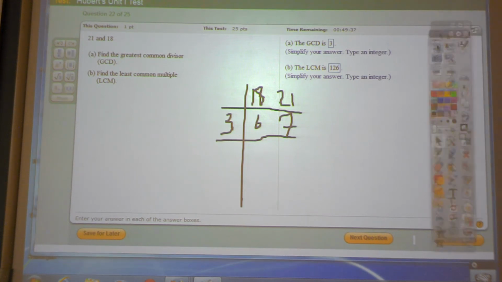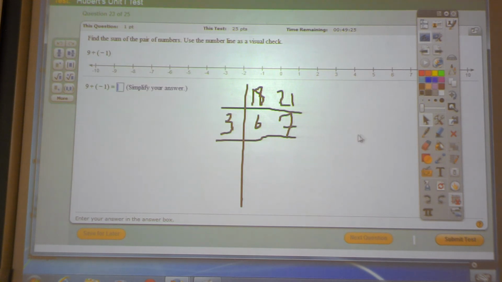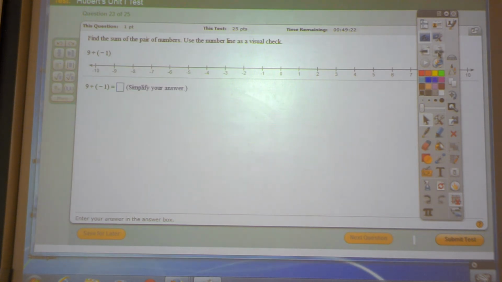How many points we got left? Let's see, what question are we on? 22. God, we got it done within an hour. That's pretty good for 30 minutes. Because I gave y'all 90 minutes. So, y'all got plenty of time to take this test. Alright, what's 9 minus 1? 8.